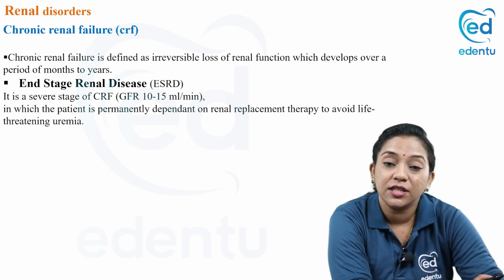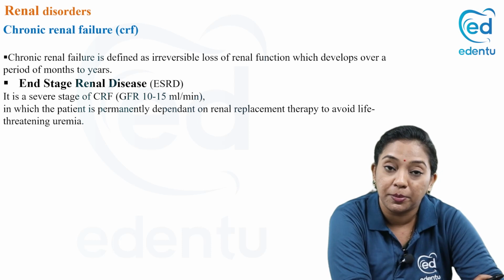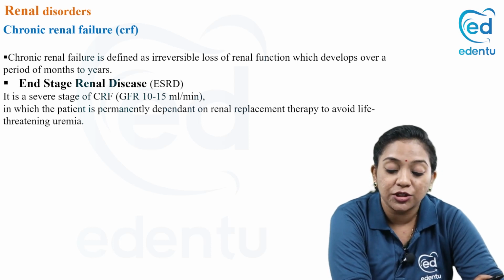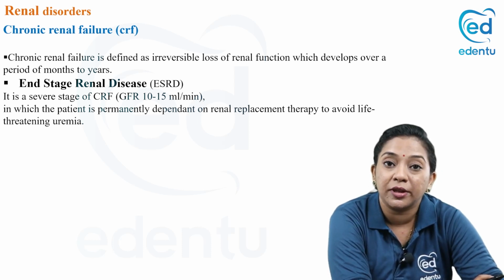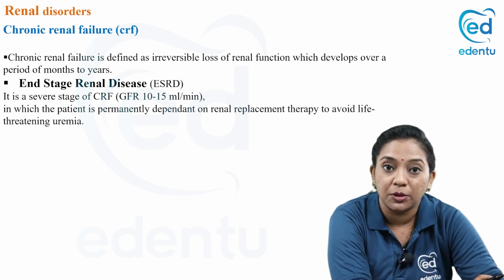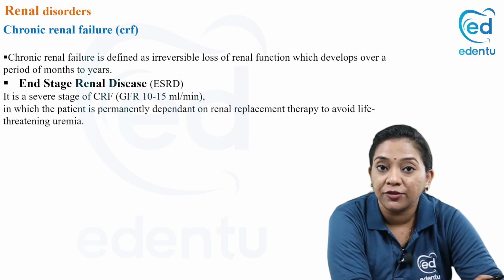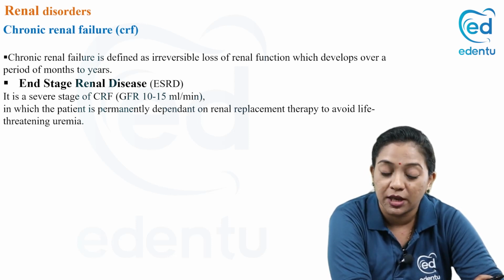This is the severe stage of renal failure, where the glomerular filtration rate becomes around 10 to 15 ml per minute. In this condition, the patient is permanently dependent on renal replacement. That is the only treatment because other conservative treatments are not going to work anymore. The main reason we recommend renal replacement is to prevent the life-threatening condition of uremia.